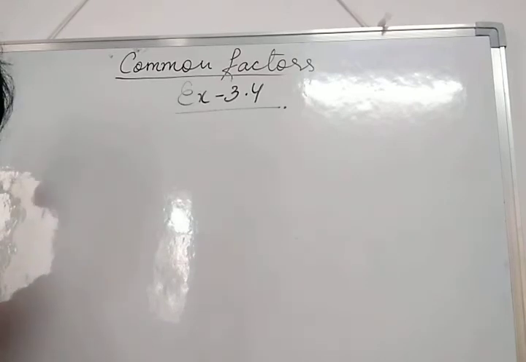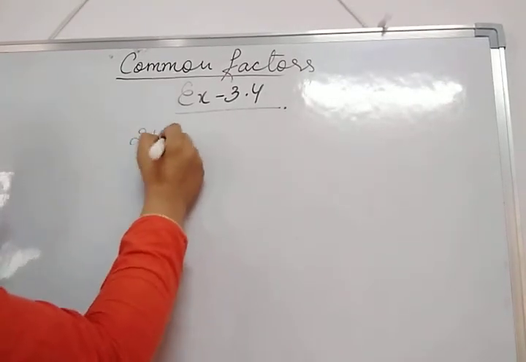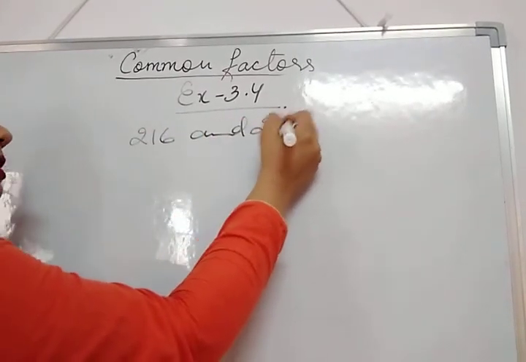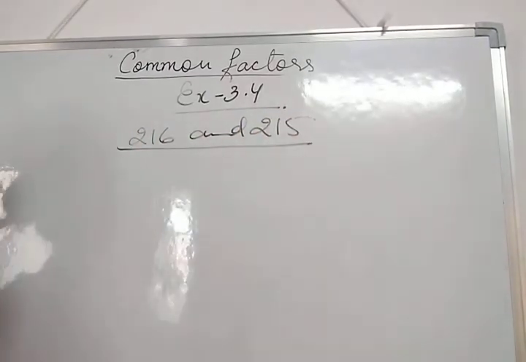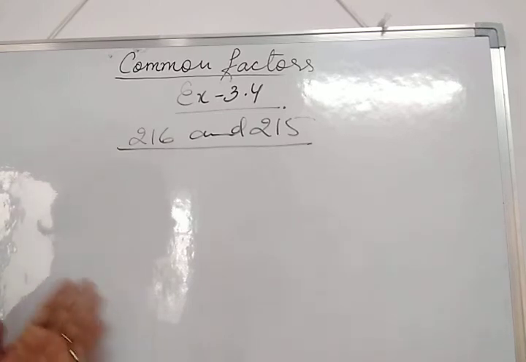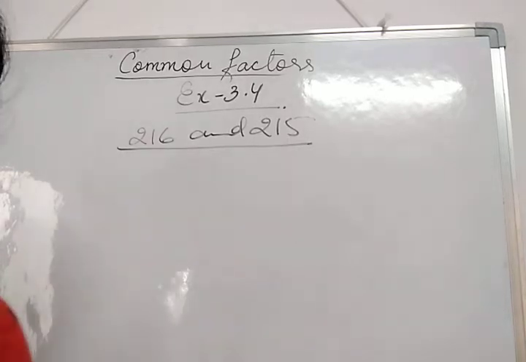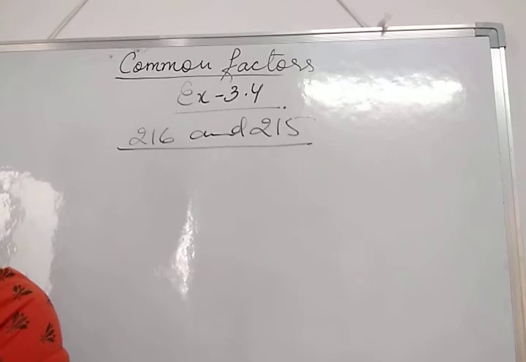We can see one more pair here, 216 and 215. These are two consecutive numbers, 215 and 216, and two consecutive numbers are always a pair of co-prime numbers. Understood? So this is also a co-prime pair. The rest of the questions you can do yourself if you have understood.